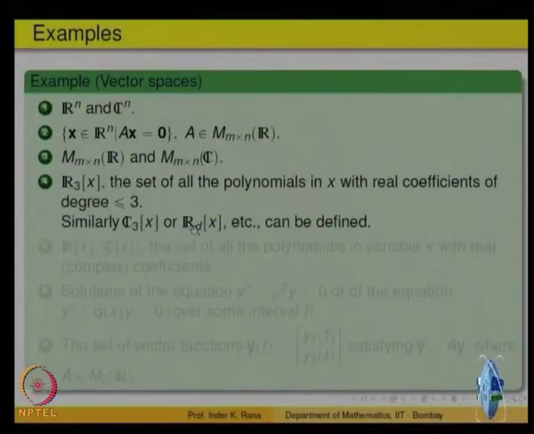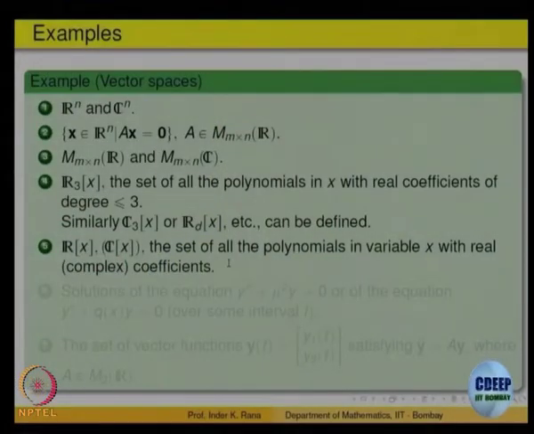You can have R_d, polynomials of degree less than or equal to any number d. There, all will be different vector spaces, and the examples are different. The constant polynomials, that is the real numbers itself, R1 is the real numbers, you can have R2, all linear polynomials, all quadratic, all cubic, and so on. These are all different vector spaces.